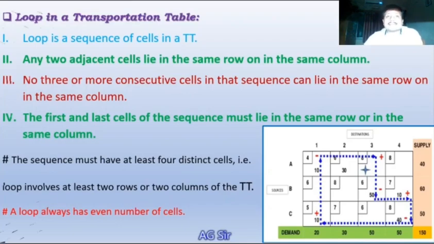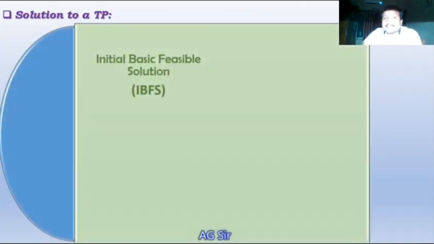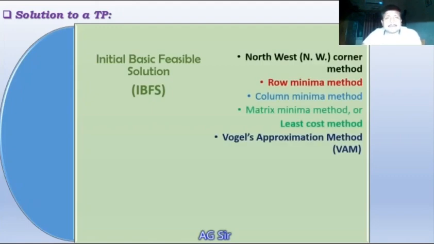Finally, we are moving towards the solution to a transportation problem. You note that the solution to a transportation problem can be divided into 2 parts. First, you find out the initial basic feasible solution to your given transportation table. There are various methods to determine this initial basic feasible solution. One can apply the northwest corner method, row minima method, column minima method, matrix minima method, or Vogel's approximation method, which is also known as VAM.